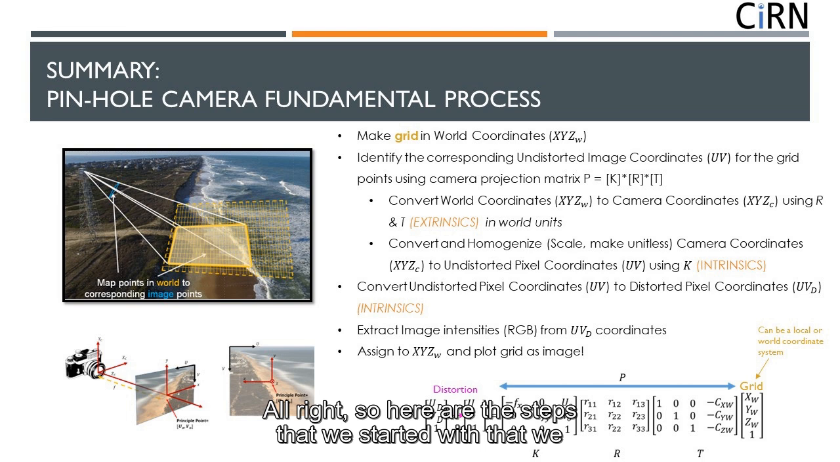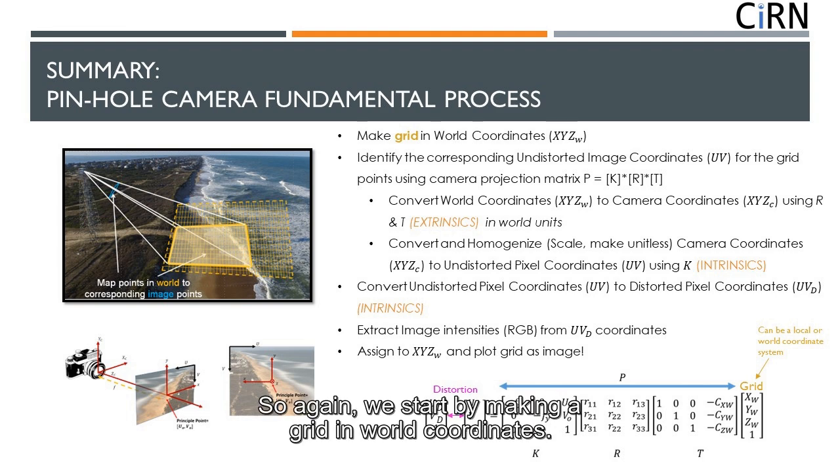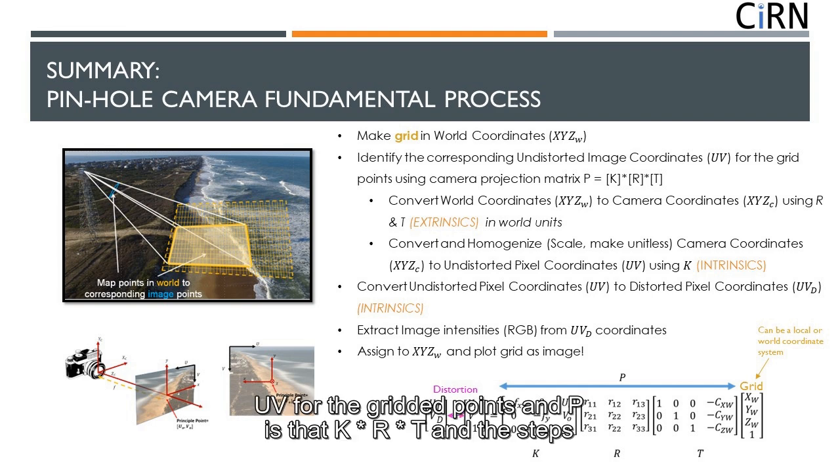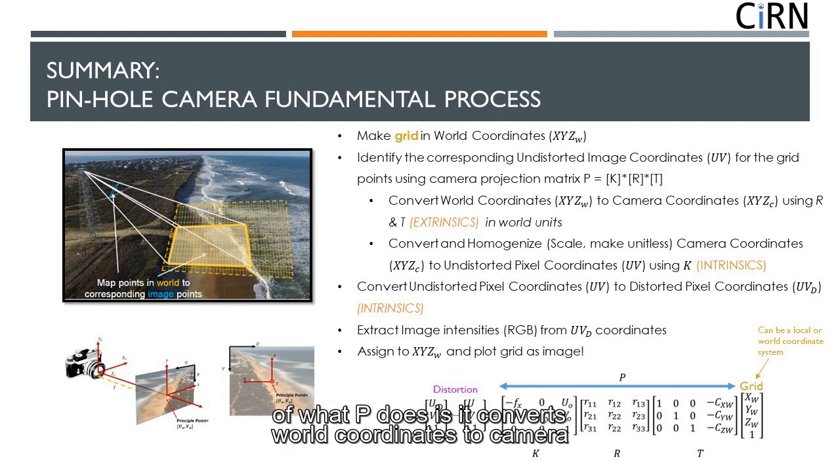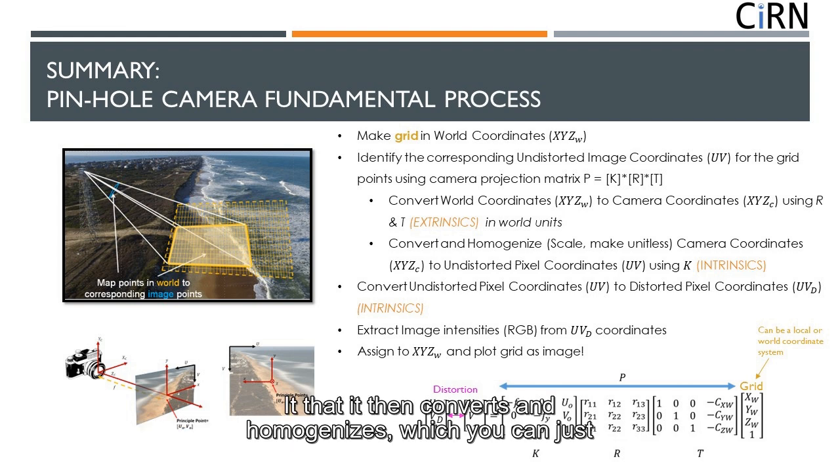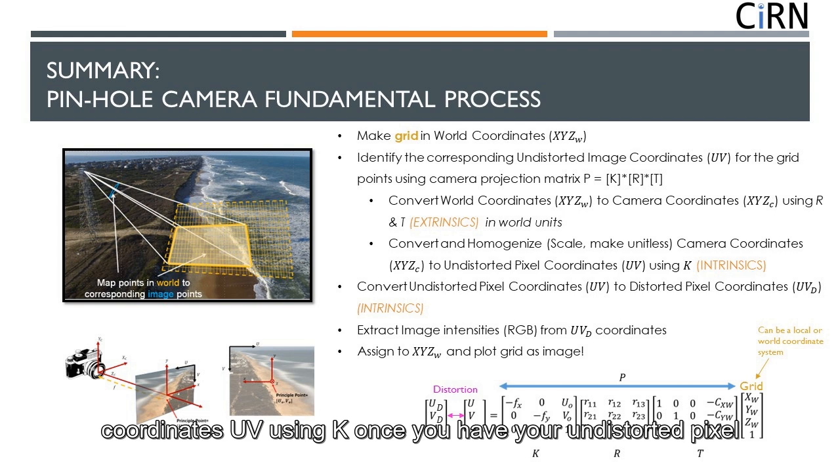All right, so here are the steps that we started with that we then walked through and built through. So again, we start by making a grid in world coordinates. We then use the camera projection matrix to identify the corresponding undistorted image coordinates UV for the gridded points. And P is that K times R times T. And the steps of what P does is it converts world coordinates to camera coordinates using R and T and accounting for your extrinsics. It then converts and homogenizes, which you can just think of as scales, camera coordinates to undistorted pixel coordinates, UV, using K.